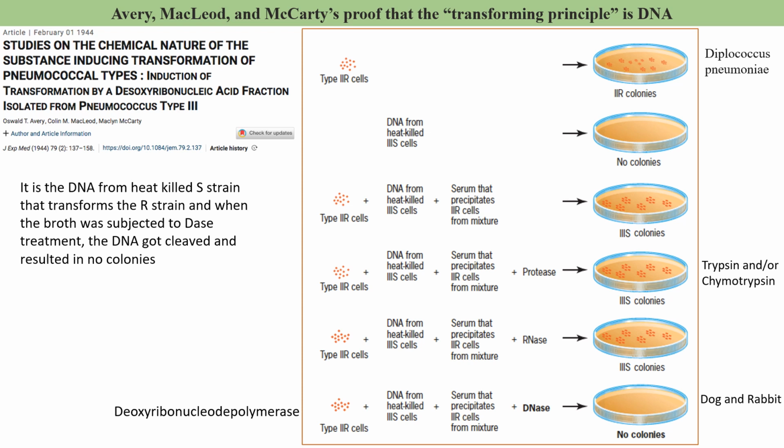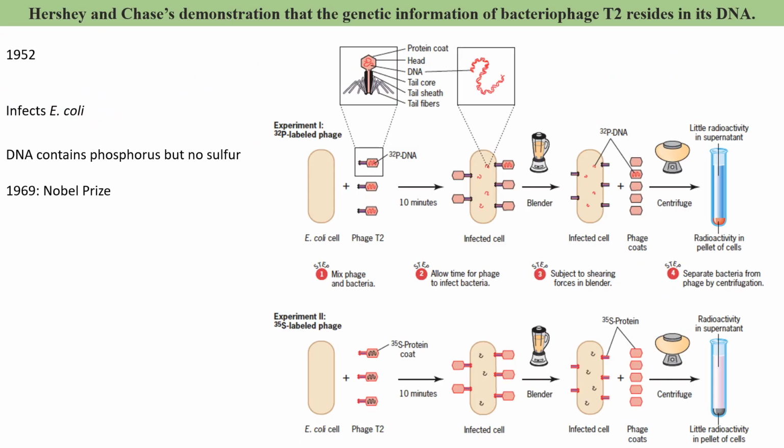All right. So that is why we are able to see here no colonies in this agar plate, right? So it is the DNA from heat killed S strain that transforms the R strain. When the broth was subjected to DNase treatment, the DNA got cleaved and hence resulted in no colonies. You see? But it is just a possibility that it might be DNA. Further conclusion and further confirmation is given by the Hershey and Chase experiment.